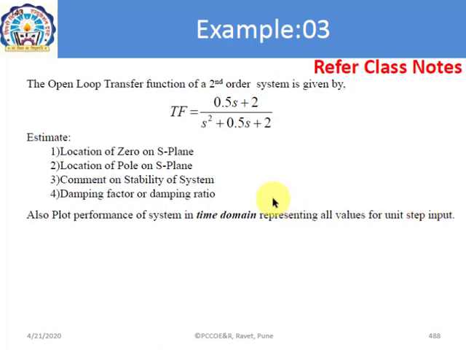So in this numerical, the transfer function of a second order system is given, which has a numerator and denominator polynomial. For this transfer function we have to find the zeros and the poles, locate them on the s-plane, comment on the stability of the system, and also determine the damping factor or damping ratio. After this we are going to plot the performance characteristics in the time domain for the given second order system. So let us start with our discussion.